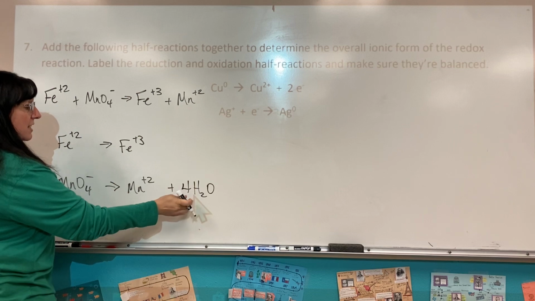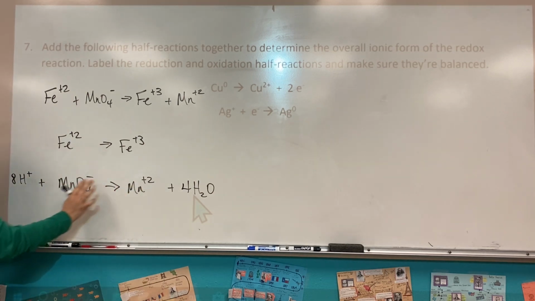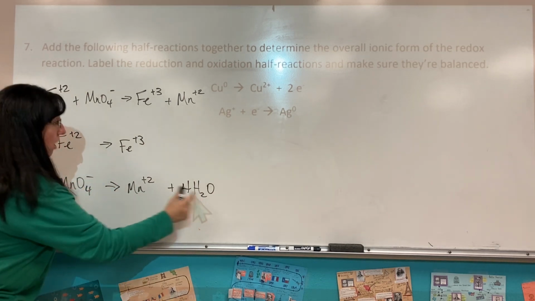But when I do that, the addition of water gives me hydrogen. So I need to add hydrogen on this side to finish balancing it. So how do I add hydrogen? 8H with a plus charge. Okay, so now all those elements are balanced. If I wanted to, we could check it. 8 hydrogen, 1 manganese, 4 oxygens, 4 oxygens.